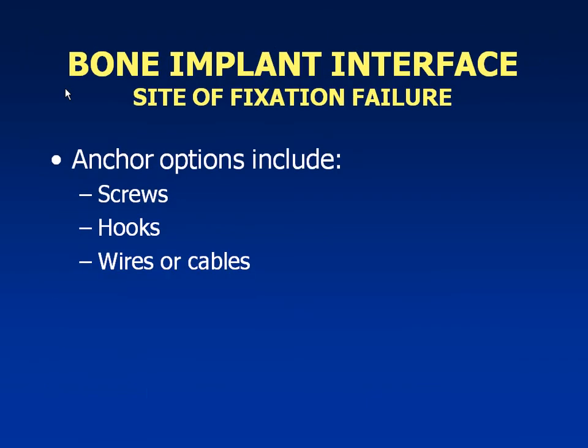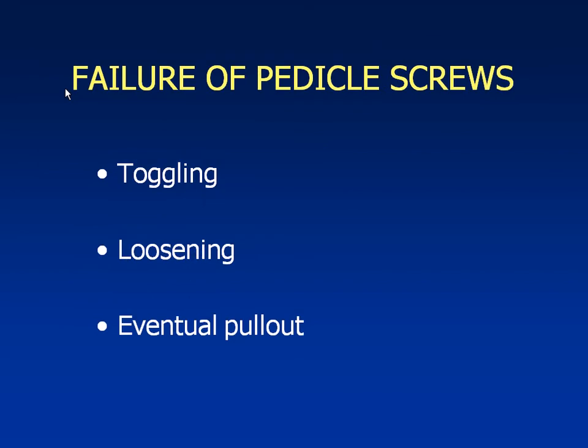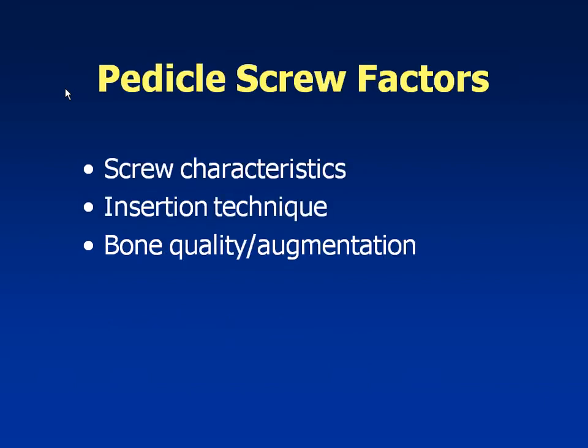The options that we have in our hands are screws, which we love to use, especially for the lumbar spine, and then hooks and wires or cables. I want to start especially with the pedicle screws. The problem with pedicle screws in osteoporotic patients starts with toggling. Due to the stresses and toggling, the screws get loosened in the empty bone, and this eventually results in pull-out, which is a big problem.